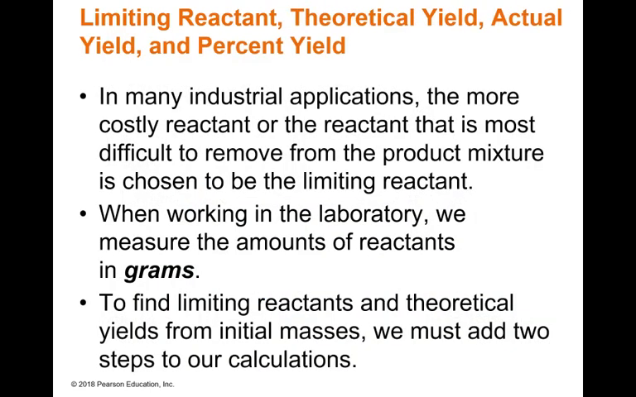In industrial chemistry, choosing the limiting reactant is a strategic decision. Often, chemists choose the more expensive or harder to remove reactant to be limiting. Why? Because if it's completely used up, there's less of it left to purify or recycle. In the lab, we usually work with grams. So our next step is learning how to calculate limiting reactants when masses, not moles, are given.